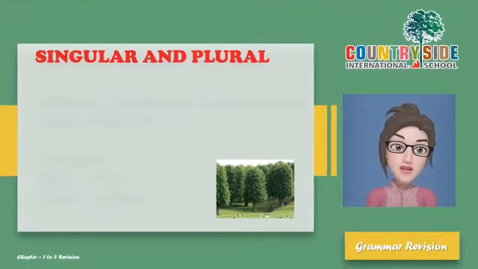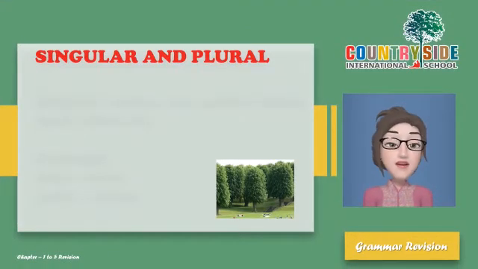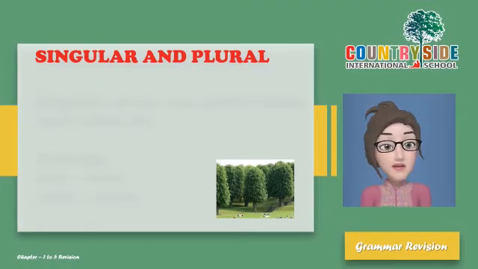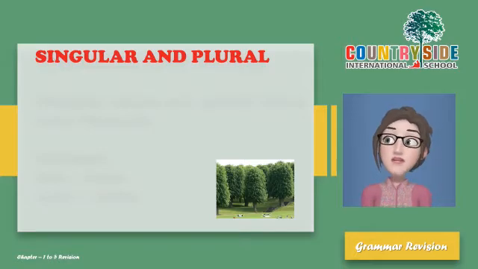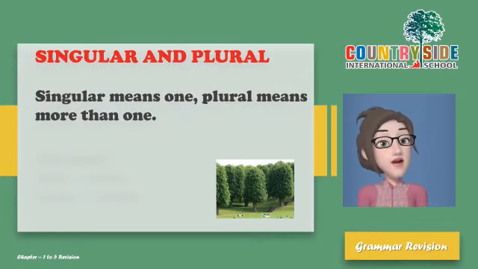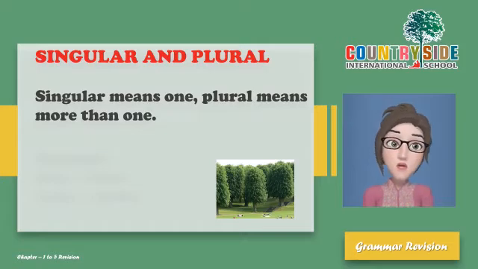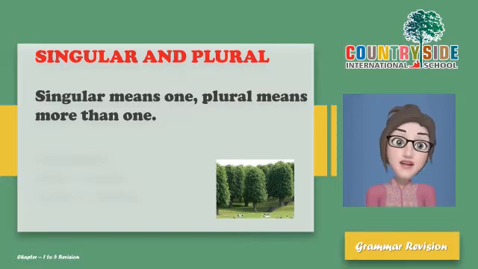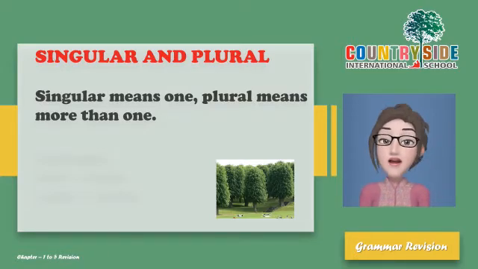Fifth chapter, we studied about singular and plural. Singular means only one. When we talk about one thing, one person, one place, one animal, then it is a singular one. But when we talk about more than one, 2, 3, 4, 5, 6, any number, it becomes plural.